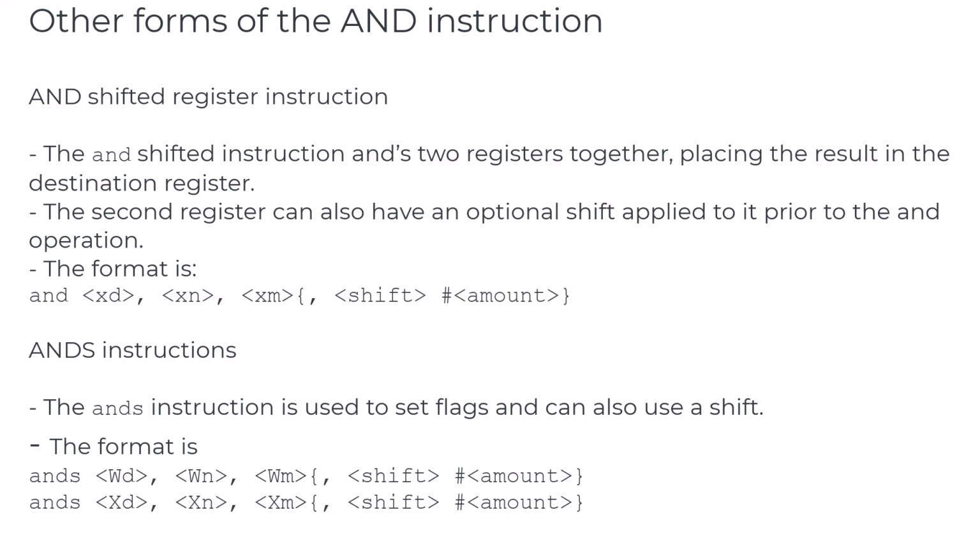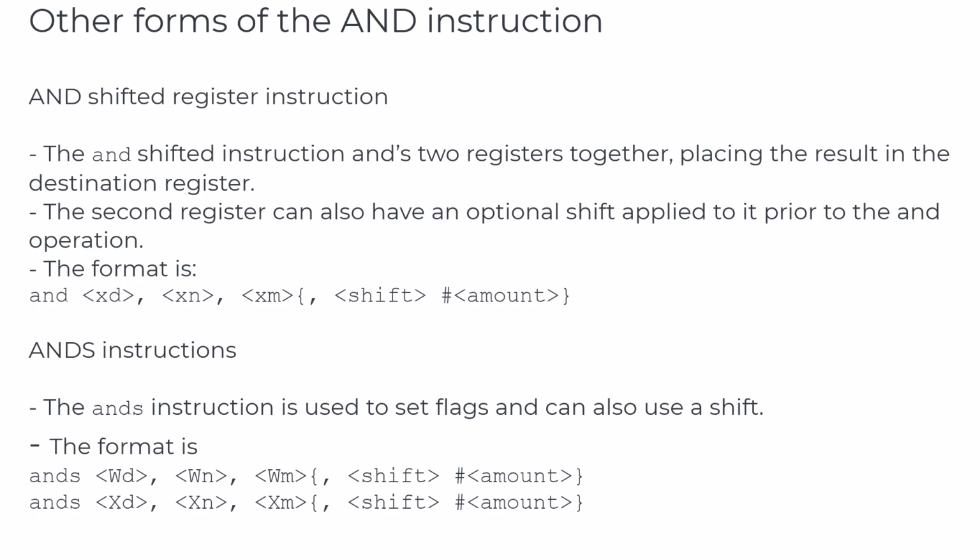2 other forms of the AND instruction are shown here. We've already talked about the AND shifted register instructions. When a logical immediate bit field does not meet our needs, we can put the mask that we want into a register, and then we can simply AND these registers together.